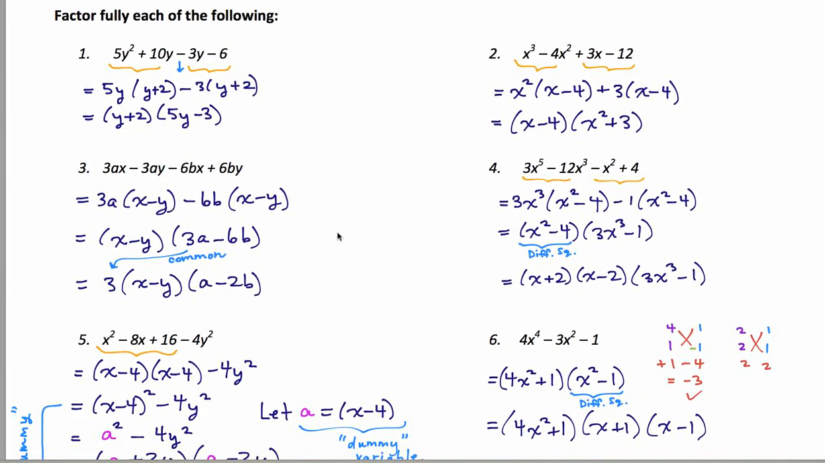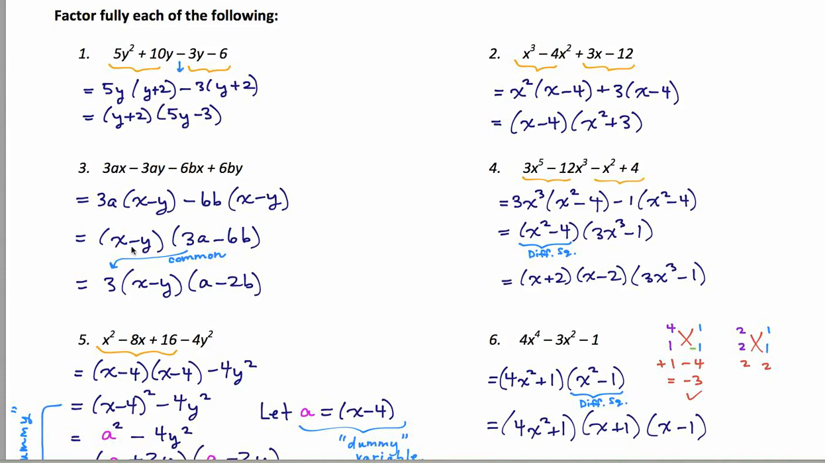If we look at example 3, again, I'm going to pair them up. I'm going to go 2 and 2 because I can see I can take the 3a out of here and I'll be left with x minus y. And if I take a -6b out of both of these, then I'll be left with another x minus y. So by common factoring those out, I can see I've got a 3 and an a and an x minus y, and a -6 and a b and an x minus y.